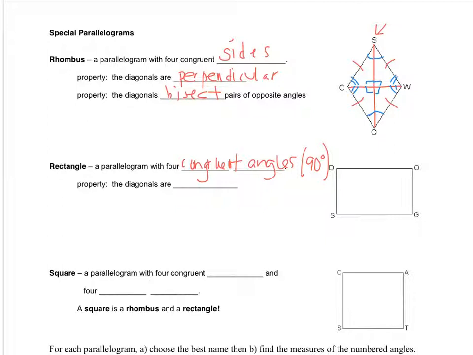And next, a property that is specific to rectangles is that the diagonals are congruent. Okay, so if we're drawing pieces for our rectangle, we have our 90-degree angles, we have our diagonals, and each of those diagonals are going to be congruent to each other, so the entire length of the diagonals.